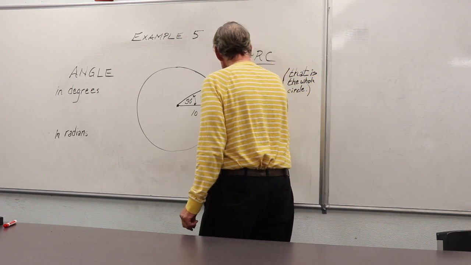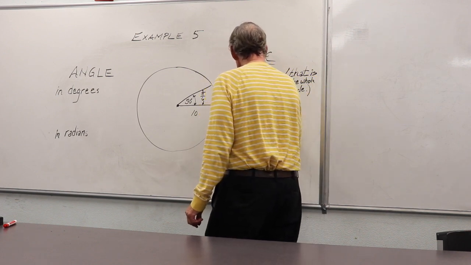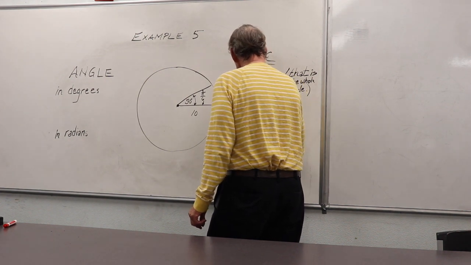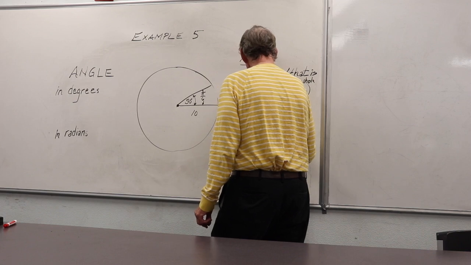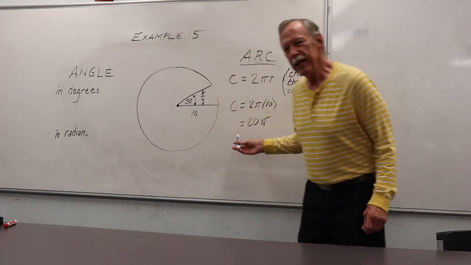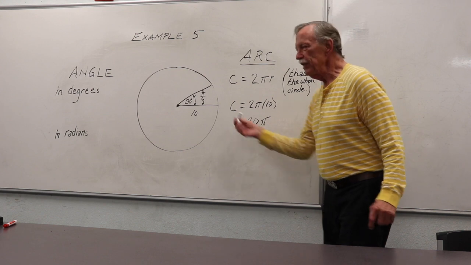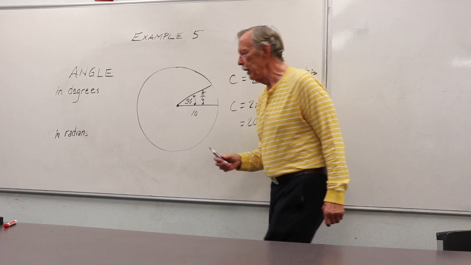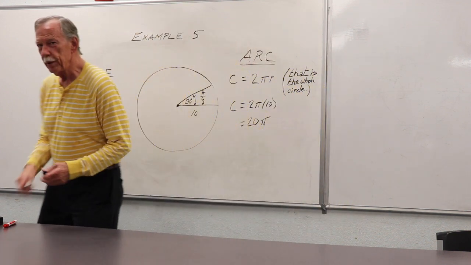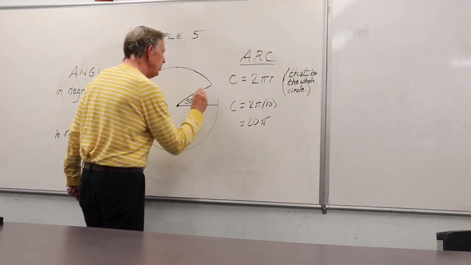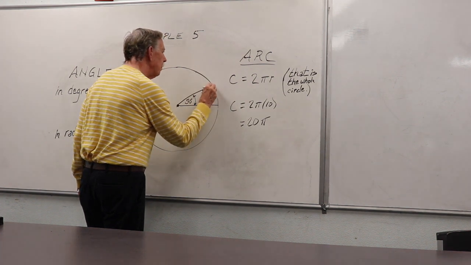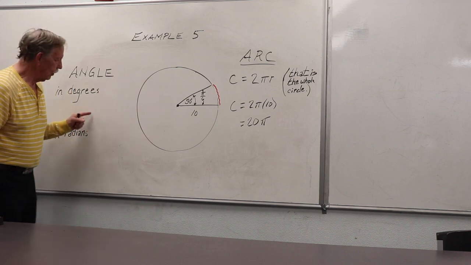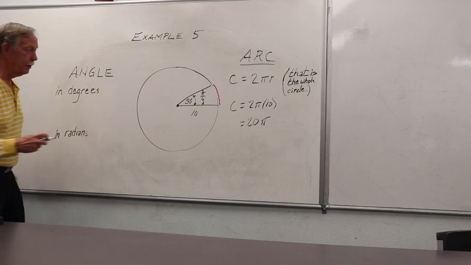It will be 2 pi times 10, or 20 pi. 20 pi is a distance. That's the distance around the circle, radius 10. Now the question before you is, how much of that is taken up by this piece of arc? So let's do our calculation over here.